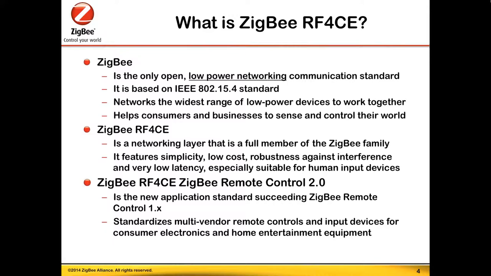Now, what is ZigBee RF4CE? ZigBee RF4CE specifically is a network layer on top of the IEEE 802.15.4 standard. It's a full member of the ZigBee family, and it is specifically targeted at human input devices. And what's important in human input devices in particular is very low latency. We all have the experience. You push a button once, nothing happens. You push the button a second time, and two things happen at the same time, which is highly annoying. So actually low latency is critical.